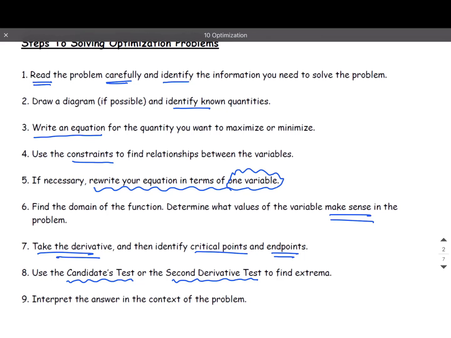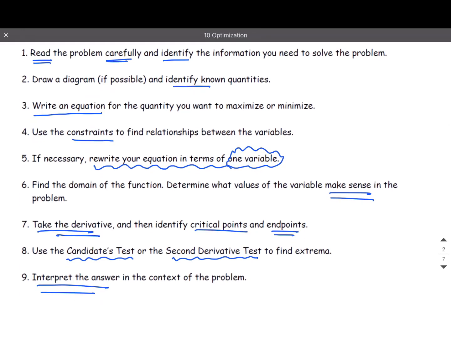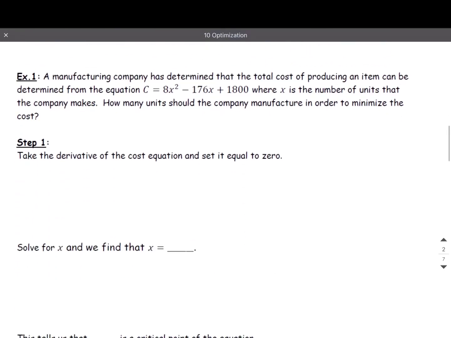Interpret the answer in the context of the problem. Remember, always check for reasonableness. If your answer doesn't make sense, go back. All right, let's try a problem.